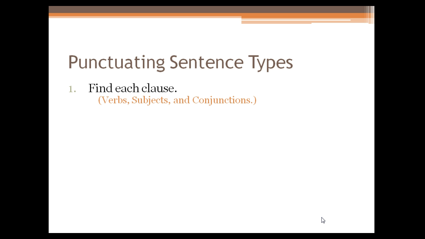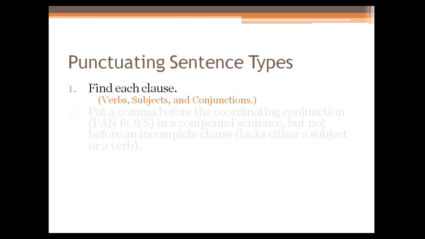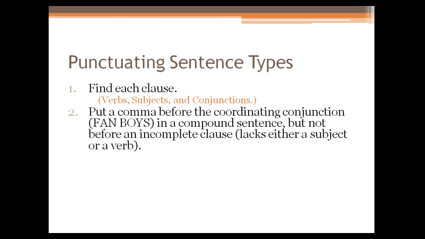Alright, looking at these things. Number one's the same as last time. Find each clause using verbs, subjects, and conjunctions. Remember to put a comma before the coordinate conjunction in a compound sentence, but not before an incomplete clause. You don't put it before something that's lacking either a subject or a verb.